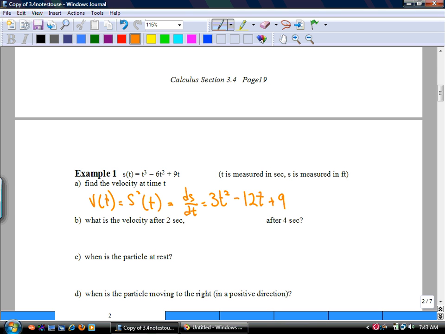Okay, what is the velocity after 2 seconds? So what I'm saying here is v of 2. I'm also saying s prime of 2. Here's a weird notation that you would probably have never seen before: ds/dt evaluated at t equals 2. Those all mean the same thing. They all mean put 2 in for t.